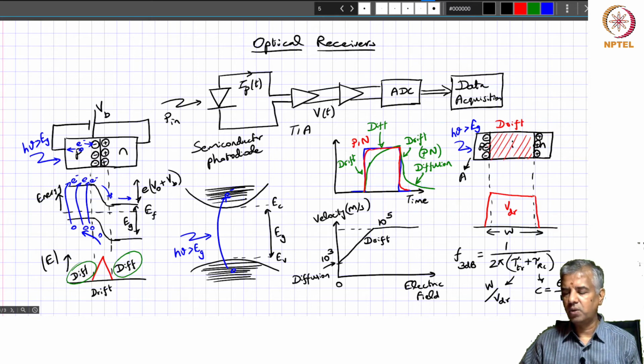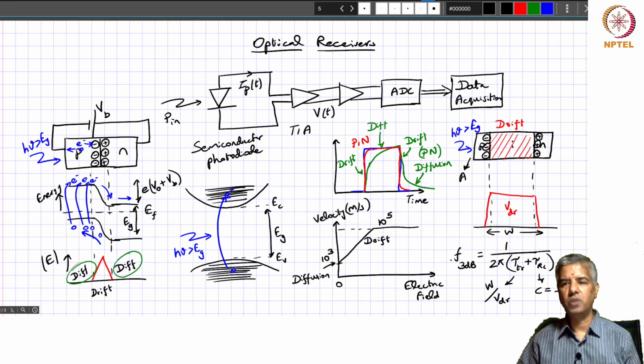In that case, what we are dealing with is the drift velocity, which is typically the saturation velocity, 10 power 5 meters per second. Then what you need to work with is this W. So if you make W small enough, you can actually achieve relatively high bandwidth. So that's the design philosophy that you work with. Now, of course, there is another aspect to this, which is that if you make W small, you may compromise on the responsivity of the photodiode.